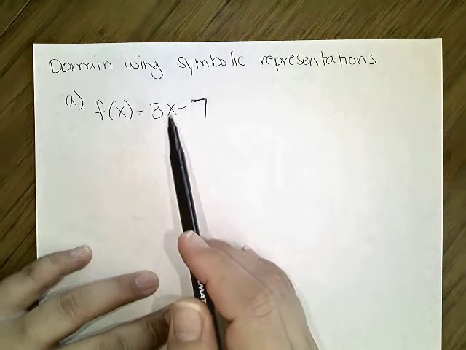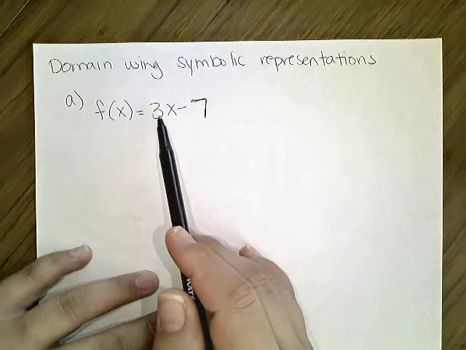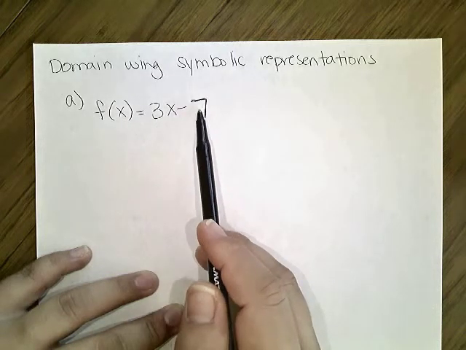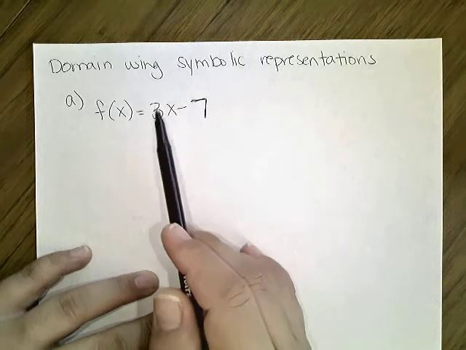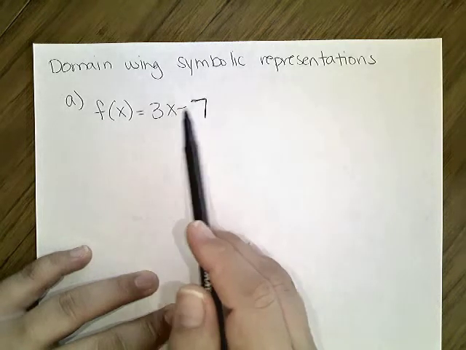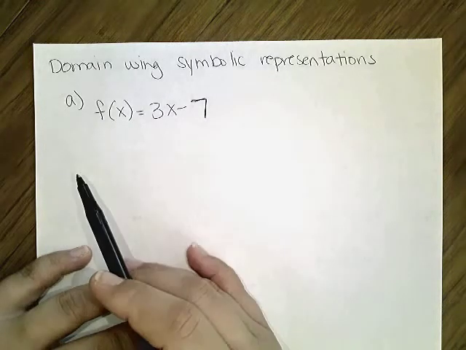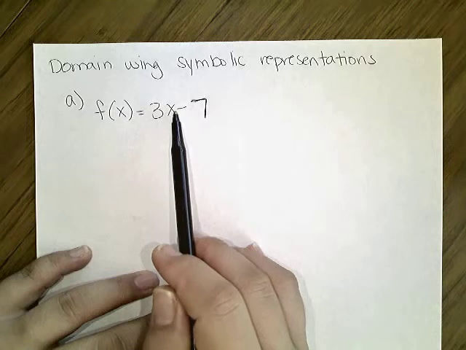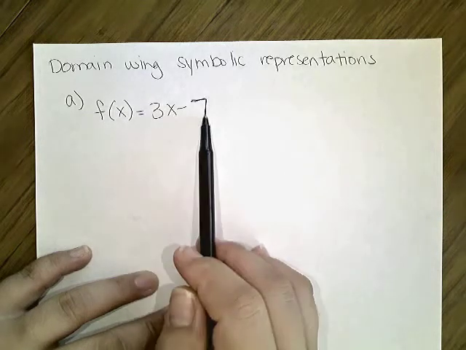Then can we plug in negative numbers? And I'll just use something like negative 5. Negative 5 times 3 is negative 15. Negative 15 minus 7 is negative 22. So I can plug in negative numbers. And can we plug in 0? 3 times 0 is 0. 0 minus 7 is negative 7. So we can plug in positive values, negative values, and 0. Is there any value that we plug in that will not allow us to get an output? In this case, no. This is a linear function.